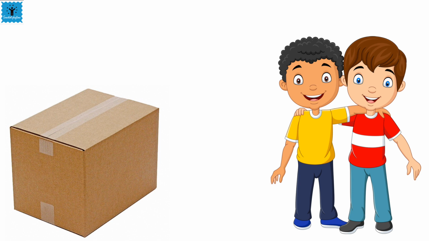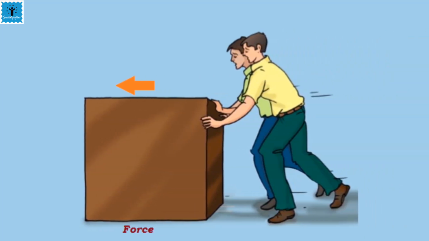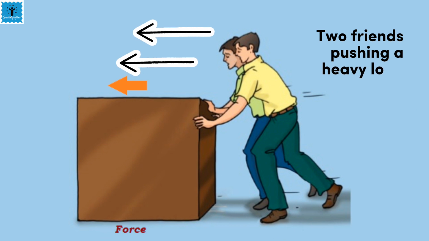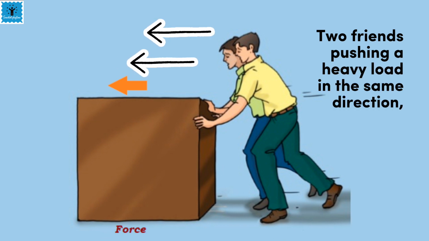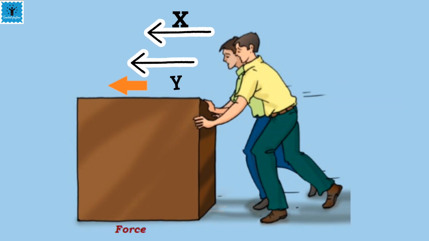Let's take one more example. Now there are two friends who are trying to move a heavy box that they can move only by pushing it. Now in the first condition, both the friends are applying the force in the same direction. In this case, it is very easy for them to move it, because the forces applied on an object in the same direction add to one another. That's why they are able to move it quickly and easily.